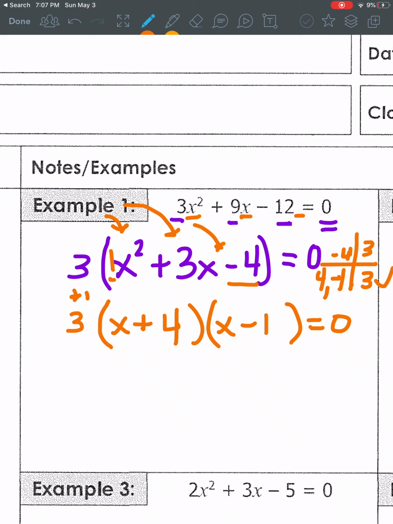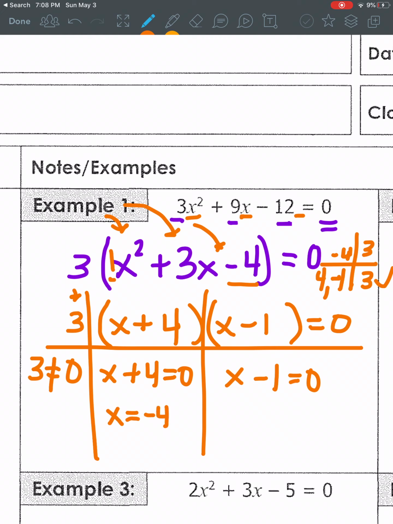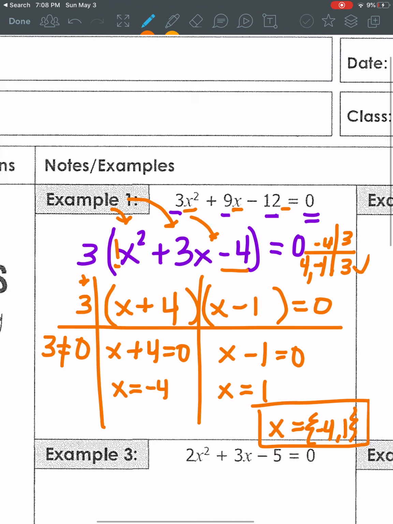In this case, all of these terms are set equal to 0. So 3 equals 0. Well, that's an untrue statement. We know those two don't equal each other, so that one's false. That's not a solution. And then we set x plus 4 equal to 0 and x minus 1 equal to 0. So to solve for x, we'll subtract 4, so x is negative 4. And then we also add 1 to get x by itself, so x is 1. So x is negative 4 and 1. So there's that one. That's very similar to one of the examples we did in the last notes.